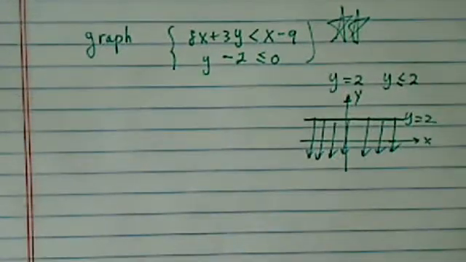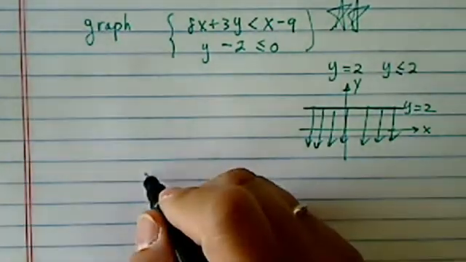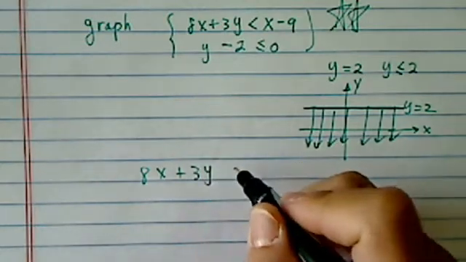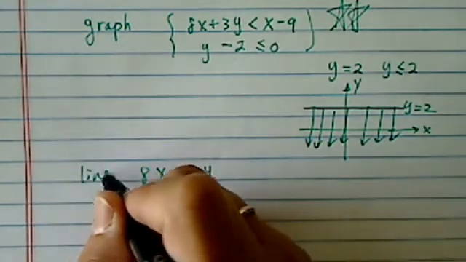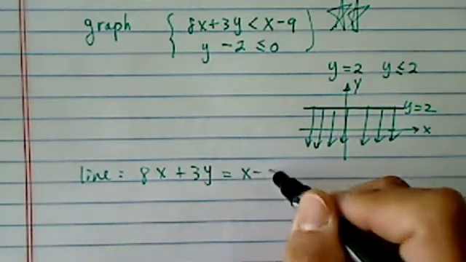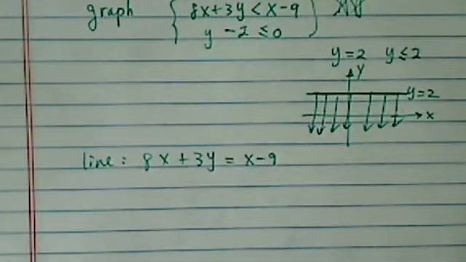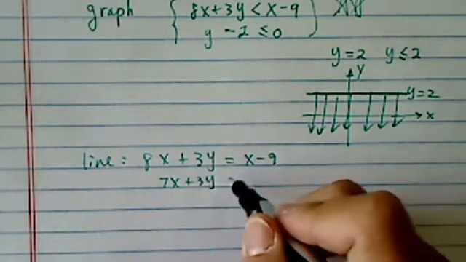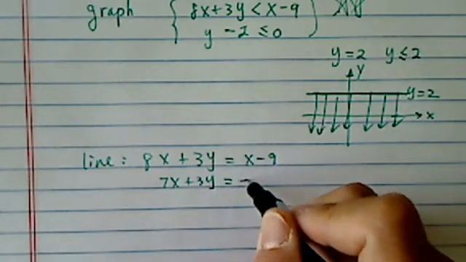Okay, so now let's do the same thing for the other one. It's a little more involved, but not too bad. 7x plus 3y. Let's graph the line first. Okay, a line is when you have an equal sign instead of an inequality. So I have 7x plus 3y equal to minus 9.